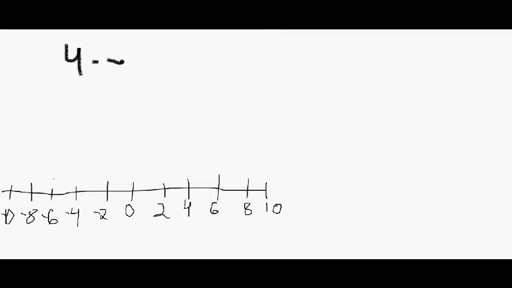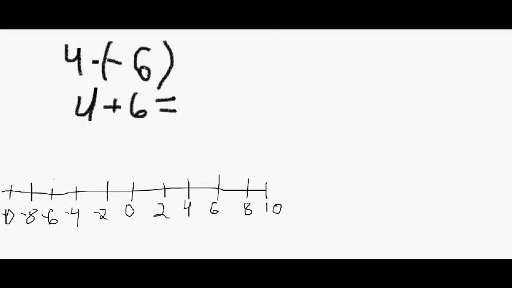Alright, next is 5 minus 9. So let's have 4 minus 6. Alright, so all we're doing is, when we have two minuses like that, this becomes 4 plus 6, and 4 plus 6 is 10. That's all we're doing. That's what happens to that problem.